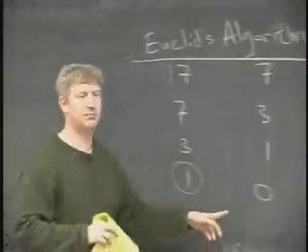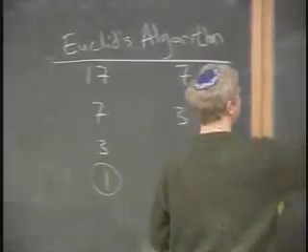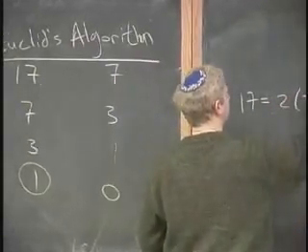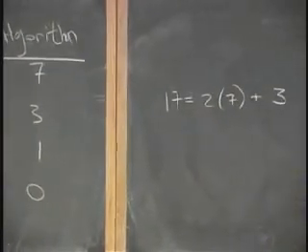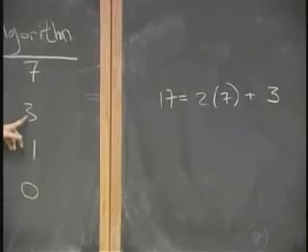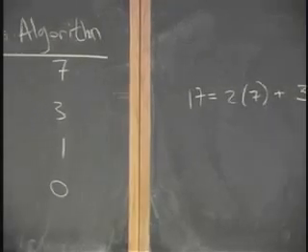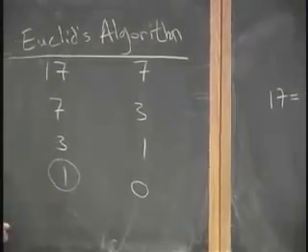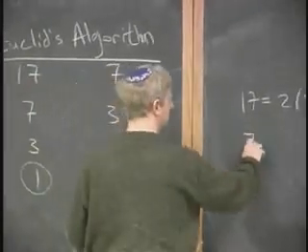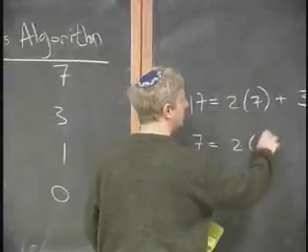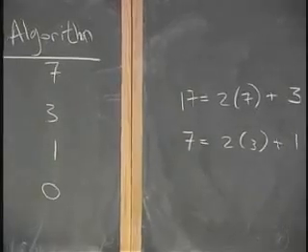Let's follow Euclid's algorithm through and keep track of what actually is going on. After this step, we know that 17 equals 2 times 7 plus 3. I'm writing the background details. I copied 7, I calculated the remainder. You divide 7 into 17, it goes in twice, you get a remainder of 3. So 17 is 2 times 7 plus 3. What do you get from the next step? 7 equals 2 times 3 plus 1. Good. What's the last step?